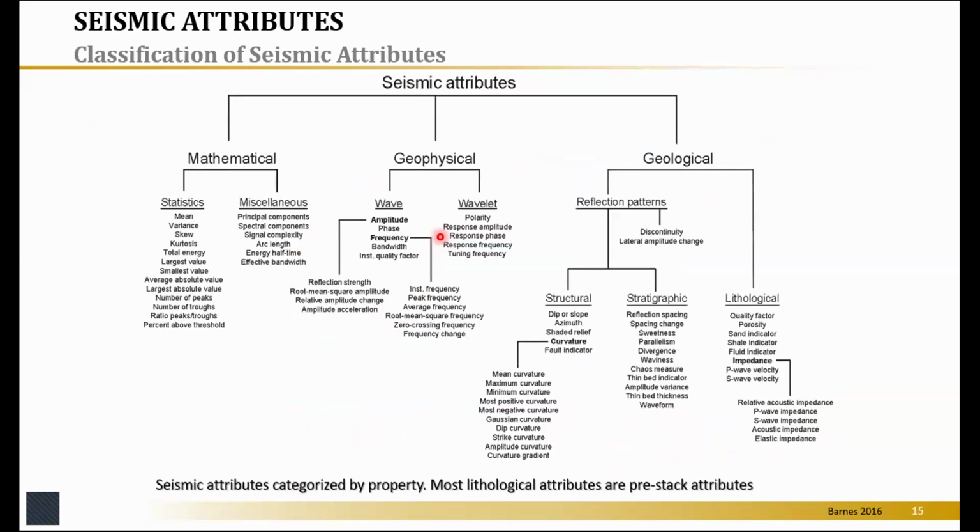And also the last classification we use here in our presentation classifies the seismic attributes into geological, geophysical, and mathematical seismic attributes. Of course, starting with the geological, these are the most useful attributes. They can help you reveal structural features, stratigraphic features, or even lithological features. Structural features include dip, azimuth, curvature, and discontinuity. For the stratigraphic, it can help you identify reflection pattern, reflection spacing, and parallelism. Is it parallel, not parallel?